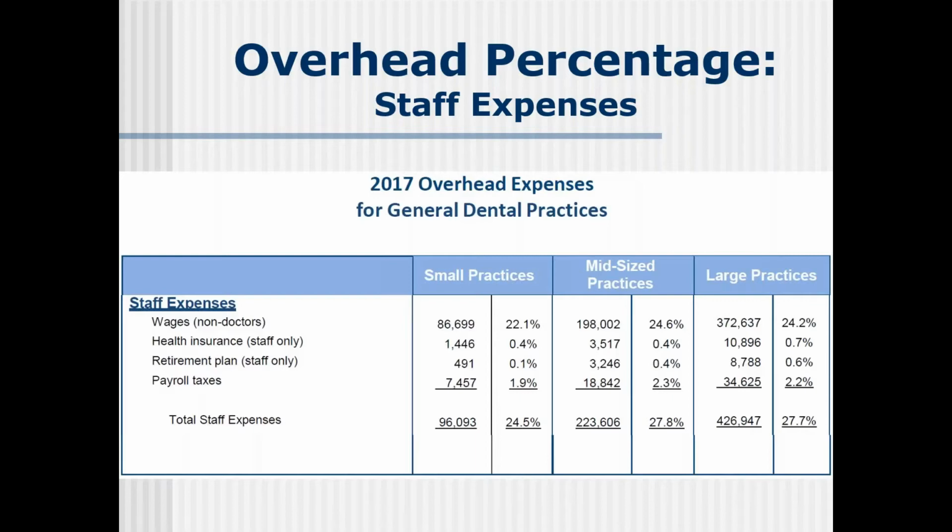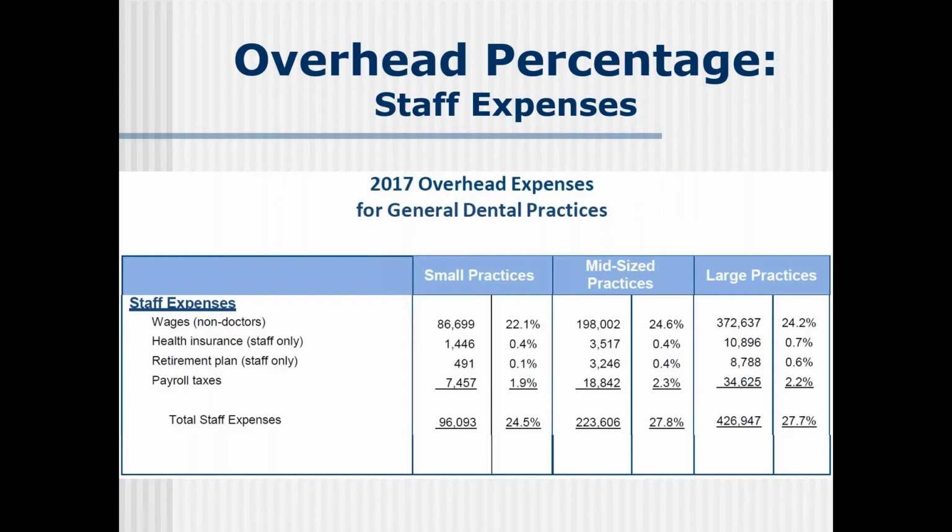And as I mentioned, we have small practices where collections were below $600,000, mid-sized practices where collections were between $600,000 and $1 million, and large practices with collections over $1 million. So if you look at the bottom, the total staff expenses for smaller practices based on our sample ran at 24.5% of collections, and the mid-sized and large practices were close to 28% of collections.